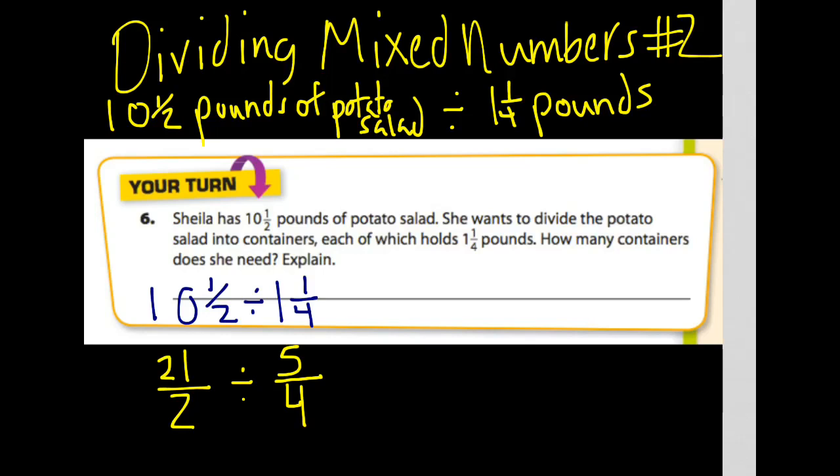Now, this is a division problem. As we saw in the table on video number 4, dividing fractions, we want to change it to a multiplication problem. So we take 21 over 2. We changed the division sign to a multiplication, and we took the second fraction and found the reciprocal. So you just take 5/4 and flip the numerator with the denominator. So now it's 4 over 5. So now we can multiply 21 times 4.